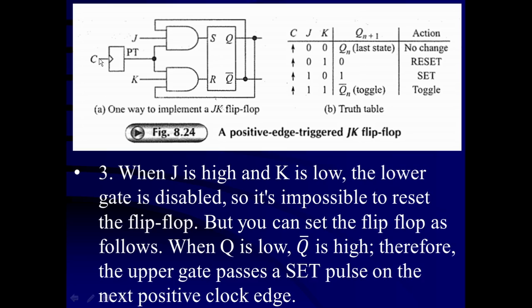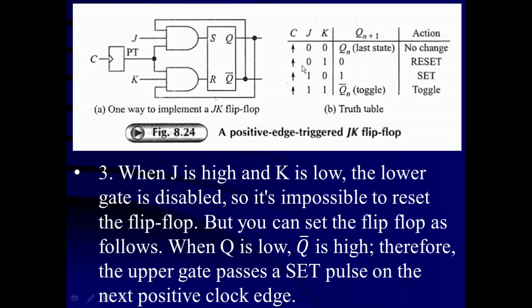So even if there is a clock pulse, one of the inputs of the AND gate is 0, so the output of this AND gate remains 0. That's why J equal to 0, K equal to 0 is called a no change condition, because it will not activate the flip-flop to take any action and it will retain its last value. That is the first condition in the truth table.